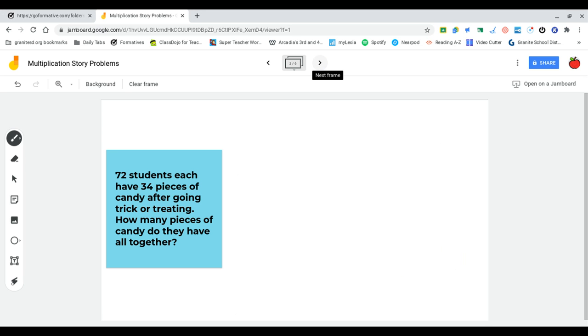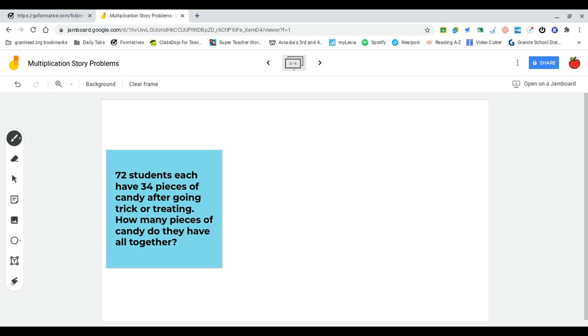All right, 72 students each have 34 pieces of candy after going trick-or-treating. How many pieces of candy do they have all together? What I want to notice is I could add 34 together for each person 72 times, and that would take forever. So that's why I'm going to use multiplication, and this is 2 digits by 2 digits.